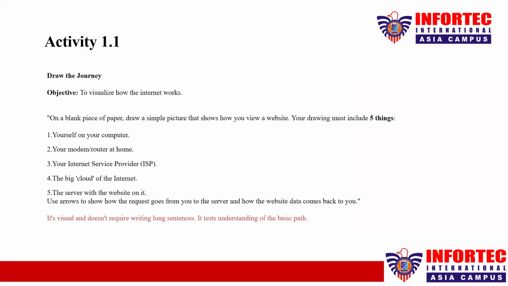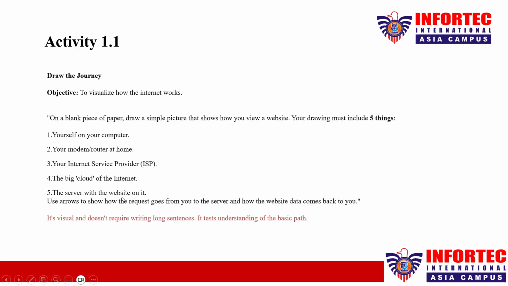So now I have explained how these things are working. So now you all have a small activity to do. Draw the journey to visualize how the internet works. On a blank piece of paper, draw a simple picture that shows how you view a website. Your drawing must include 5 things: yourself on your computer, your modem router, the internet service provider, the big cloud of internet, and the server which the website is on.